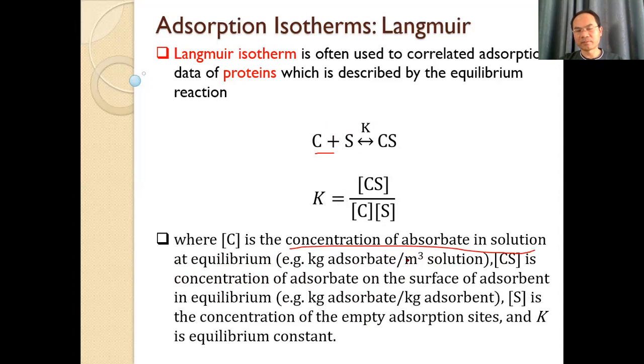In terms of kilogram adsorbate per volume of solution. CS is the concentration of adsorbate on the surface, which means kilogram adsorbate per kilogram adsorbent. S is the concentration of the empty adsorption site. K is a constant, so from this case you can determine K as CS divided by C and S.